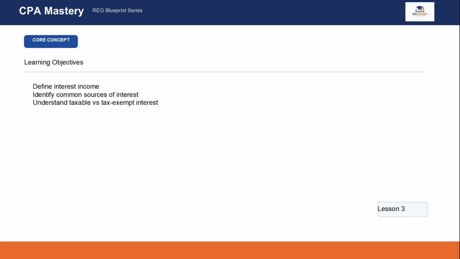First, we will define what interest income is and explain why the tax code generally treats it as taxable income. Next, we will identify several common sources of interest such as bank accounts, bonds, and government securities. Finally, we will discuss the most important exception you must remember for the CPA exam: municipal bond interest. Understanding when interest must be included in gross income and when it can be excluded will help you correctly answer many reg questions involving investment income.